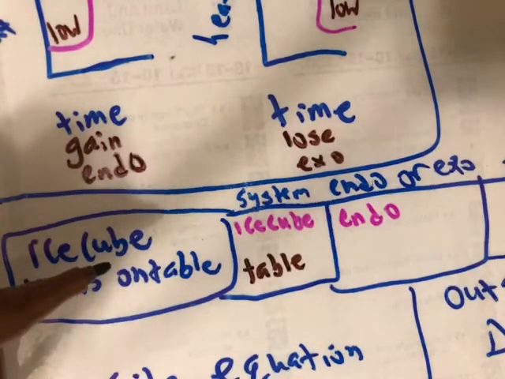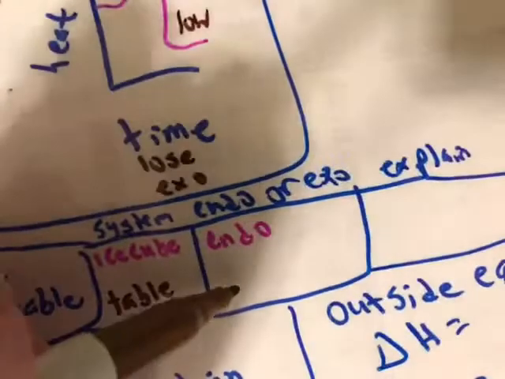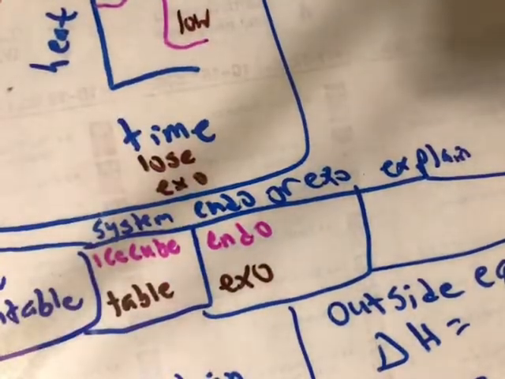If the table is melting the ice, it means it's giving away its heat, which is why the ice cube is melting. So the table is releasing heat to the ice cube. That makes it an exothermic reaction. And then to explain it, I would basically say something like, the table is transferring its heat to the ice cube, making it an exothermic reaction because it's losing its heat. So that's the data table.